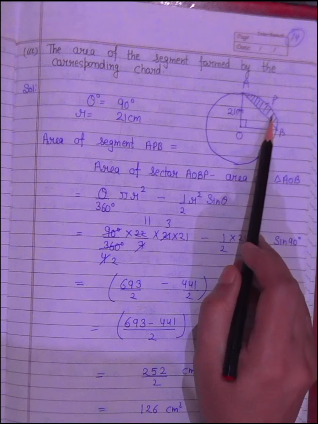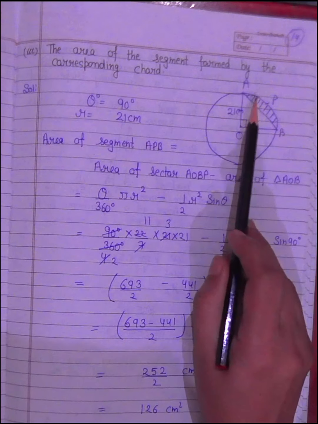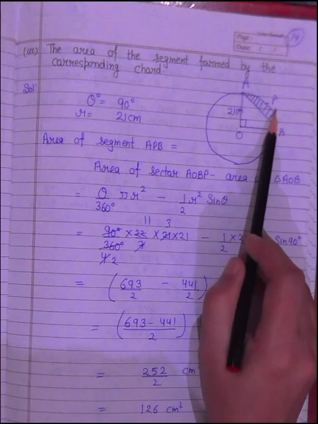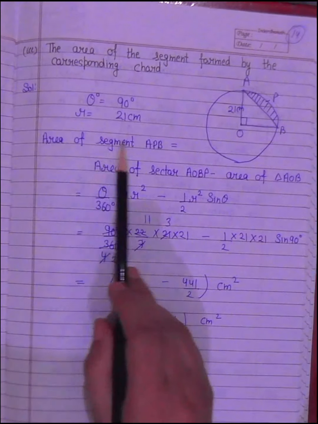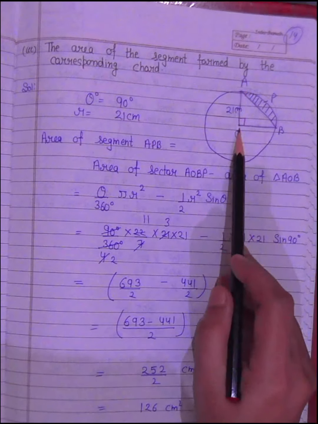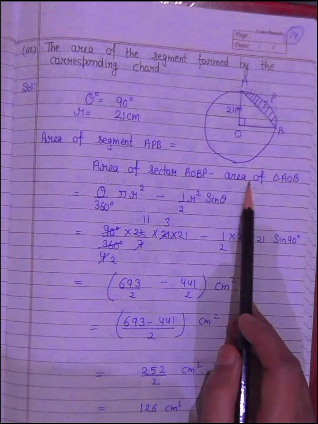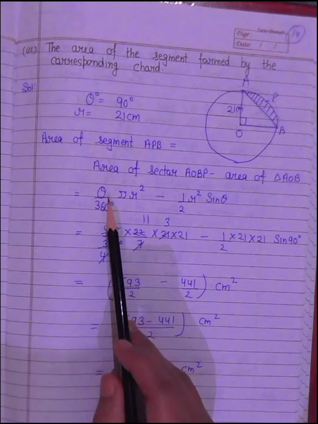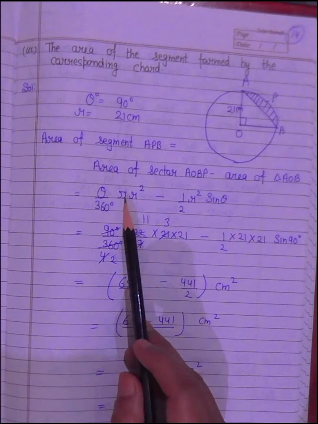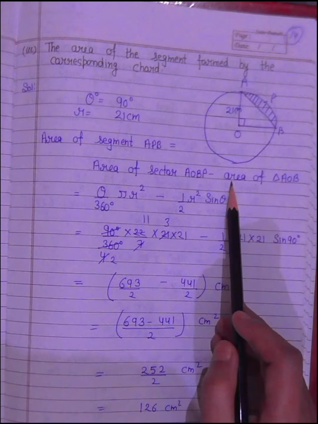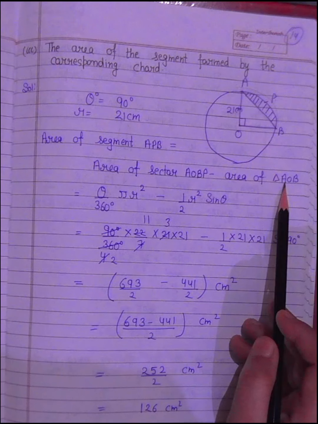We can find the area of the segment by subtracting the area of triangle from the area of the sector. So area of segment APB is equal to area of sector AOBP minus area of triangle AOB. So theta by 360 into pi r square, that is the area of the sector, and 1 by 2 r square sine theta, that is the area of the triangle AOB.